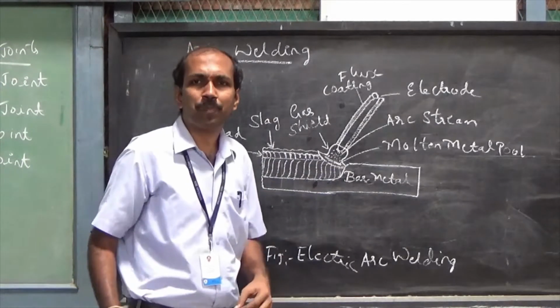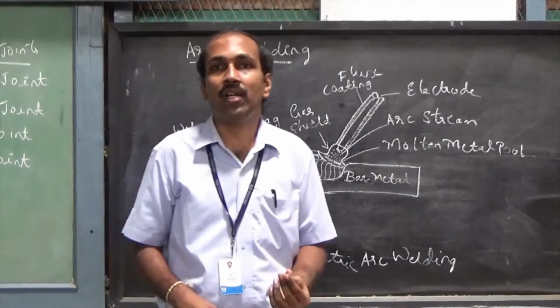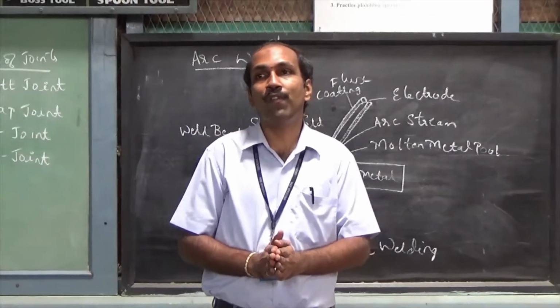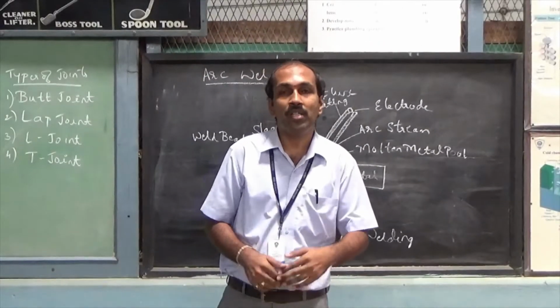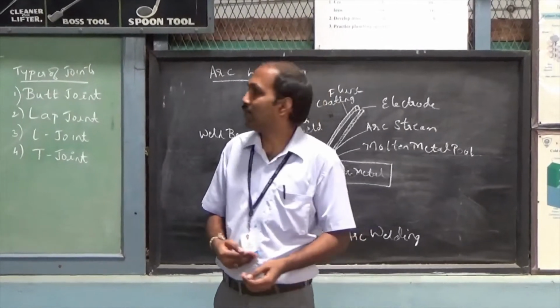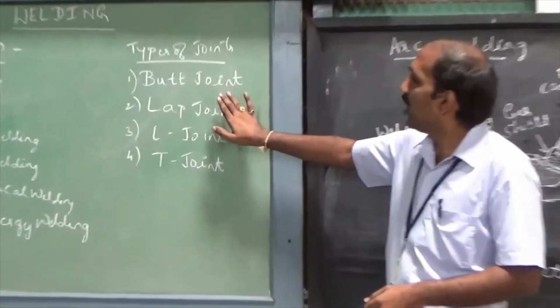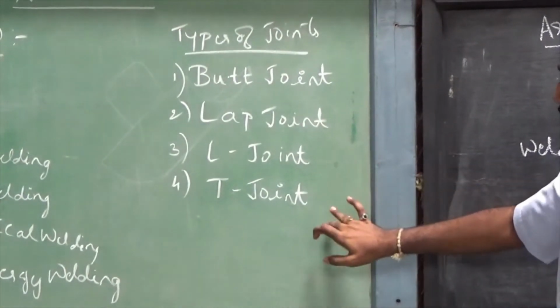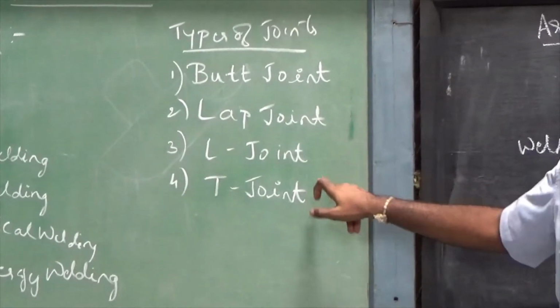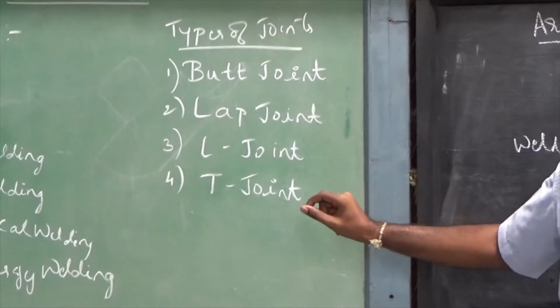With the help of the electric arc welding process, we are going to perform four types of operations in our general engineering practice lab. And the different types of joints we are going to produce are these: butt joint, lap joint, L joint and T joint. These L joints and T joints are also called corner joints.